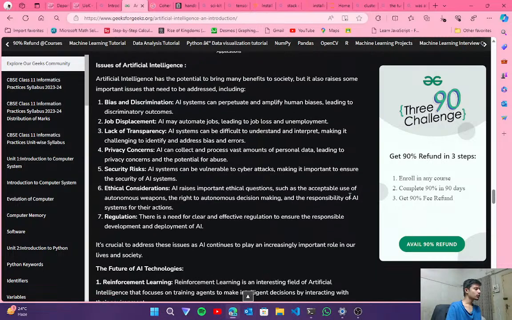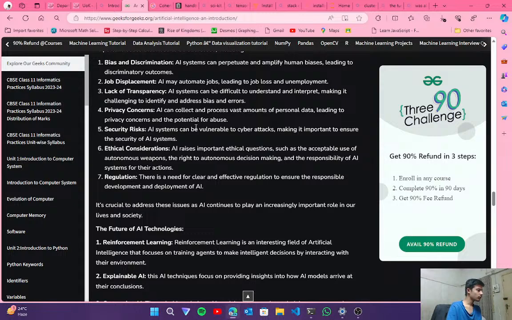AI has the potential to bring many benefits to society, but it also raises some important issues that need to be addressed, including bias and discrimination. AI systems can perpetuate and amplify human biases, leading to discriminatory outcomes. Job displacement. I think we have done this.